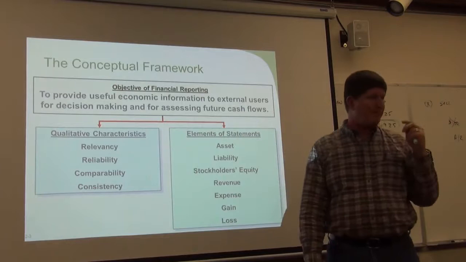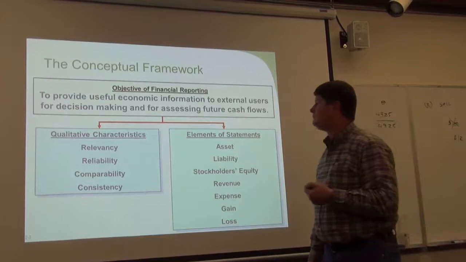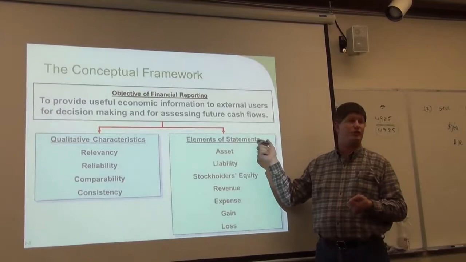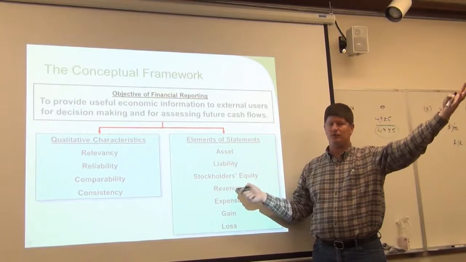Under GAAP, there are some primary goals in financial reporting. They are qualitative in nature. This we've seen already, the elements of a financial statement. We've seen the assets, right? We've seen the liabilities. We all know what those are. We know what stockholders' equity is, right? Everybody understands the concept of revenue, sales, revenue, expenses. Here's one we haven't talked about, gain.